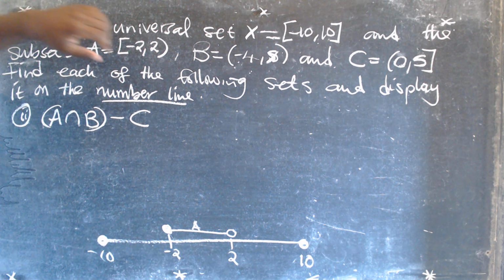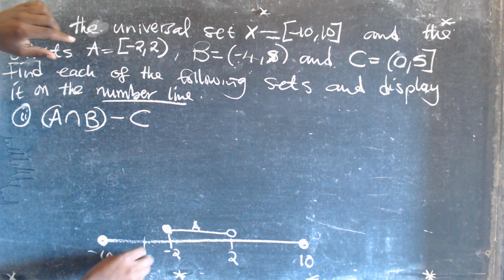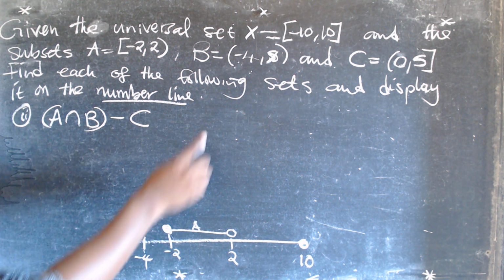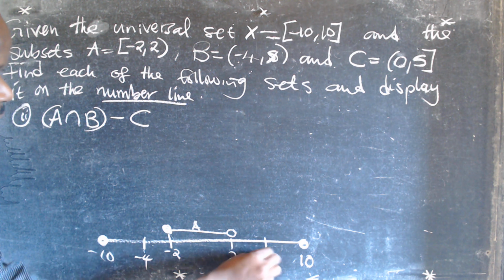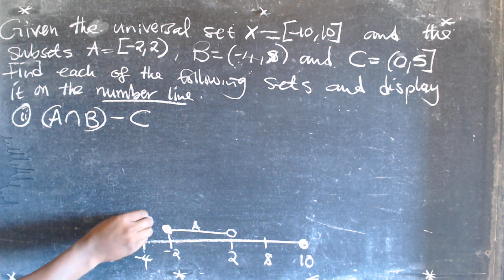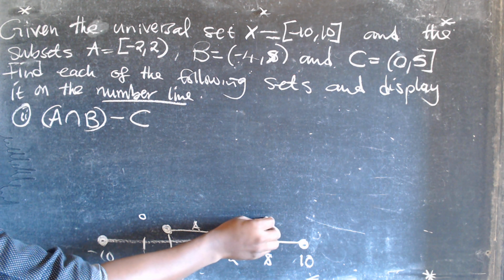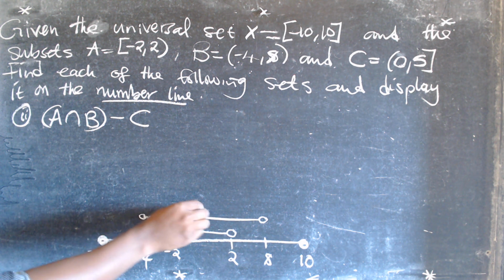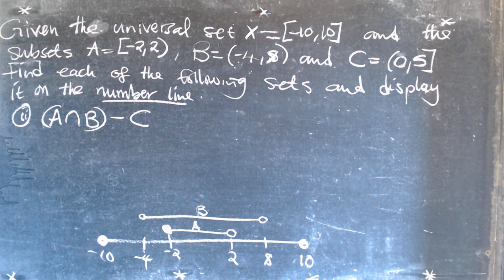Set B, it is from negative 4. Negative 4 must be somewhere here. We have negative 4 to 8. 8 must be somewhere there. And in this case, both numbers are not part of the set, so you're going to open it, and on 8, you open, you connect the 2, and this is going to be set B.